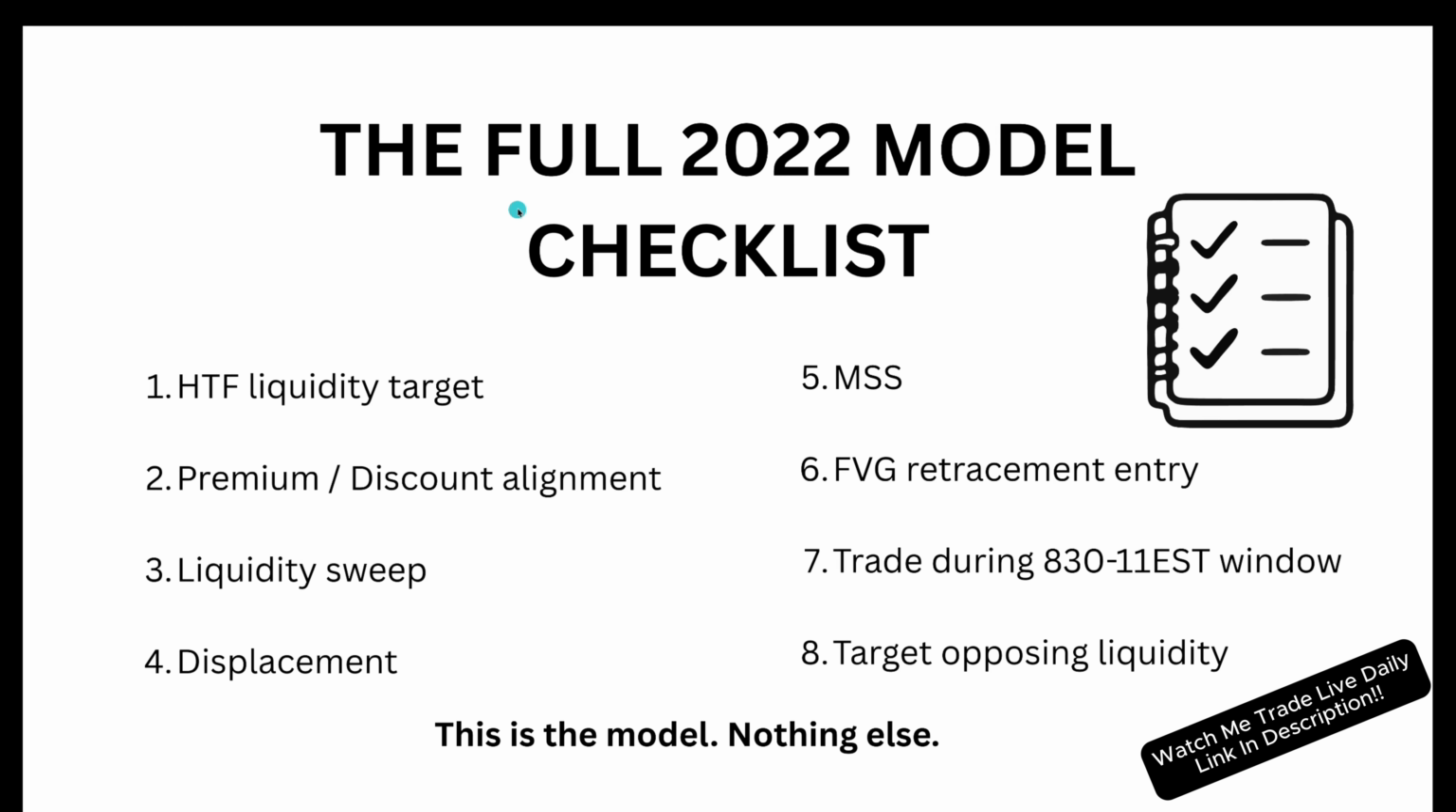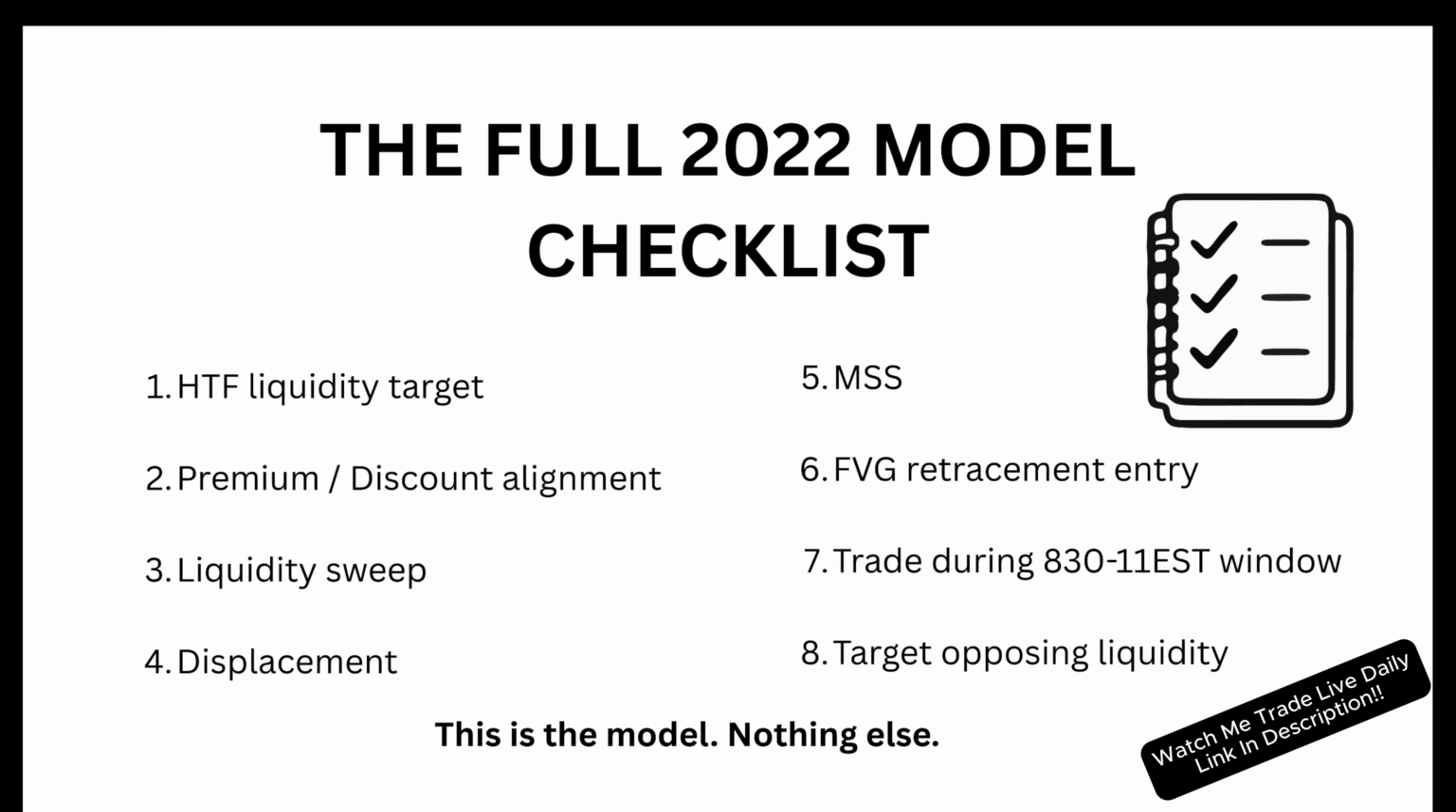So here's the full simple 2022 model checklist. Number one, you must have your higher time frame liquidity target, your higher time frame bias and narrative. Number two, you want to identify where you are in terms of the premium or discount side of the dealing range. Number three, we need to see a liquidity sweep, nothing lower than a 15-minute liquidity sweep. So we must be looking for a 15-minute swing high or swing low or anything above, nothing below the 15-minute time frame for that. And then on the lower time frames from the 1 to 3 minute, ideally on the 1 minute, this is the time frame that I personally trade on the most.